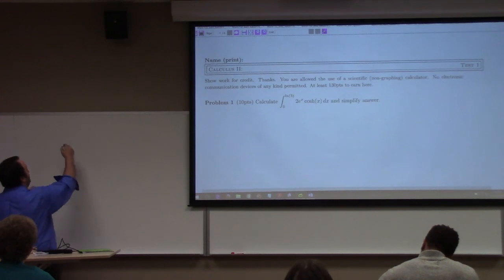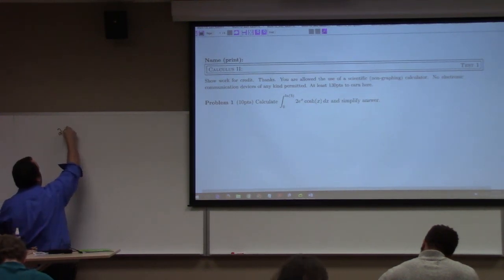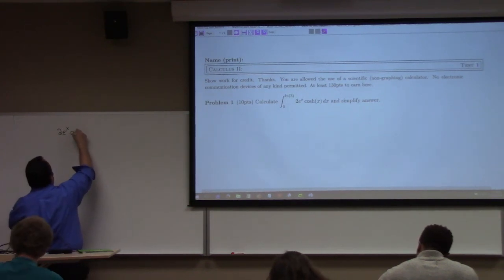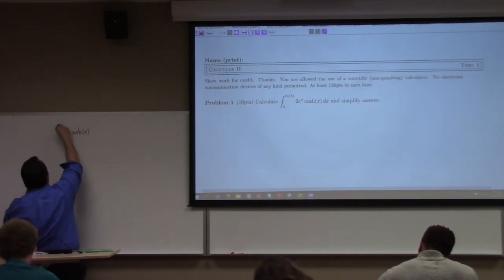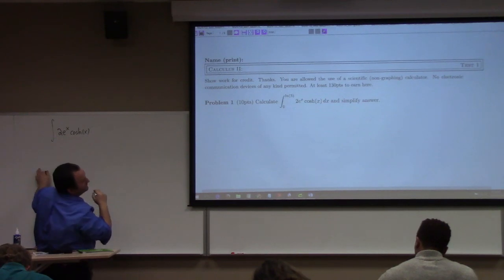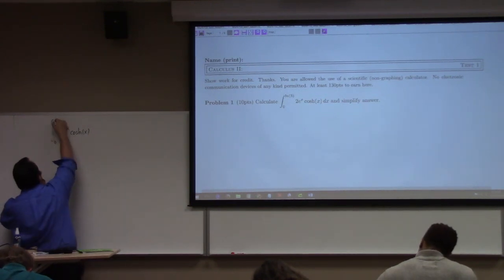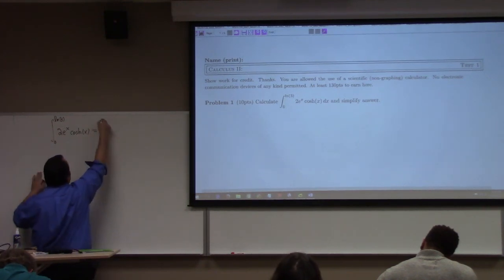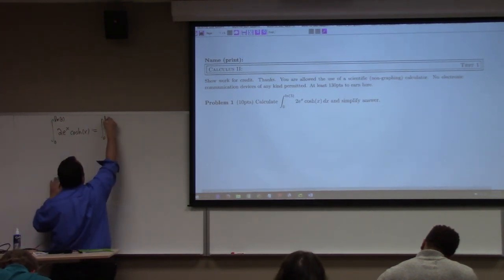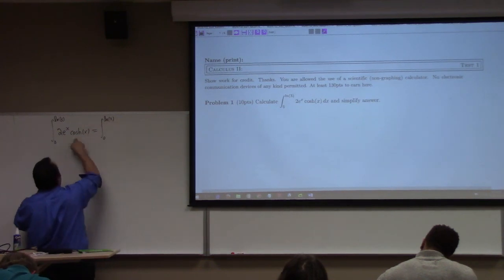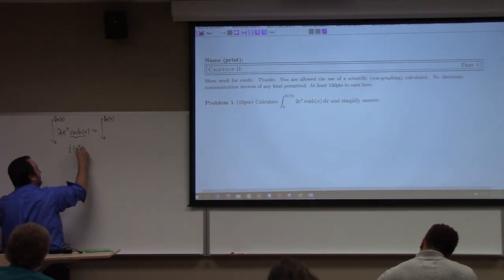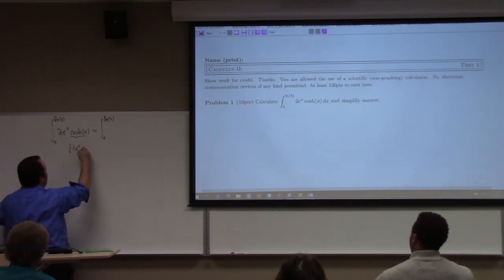Okay, so we've got 2 e to the x, cosh x, and we're supposed to integrate this over something, right? 0 to log 3, huh? All right, so this is the integral from 0 to the natural log of 3. And what is cosh x? What's your second answer? Plus, all right.